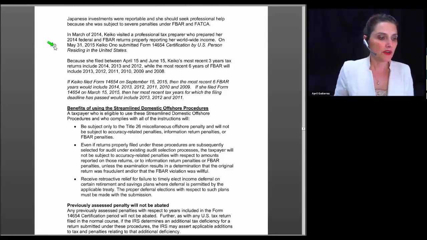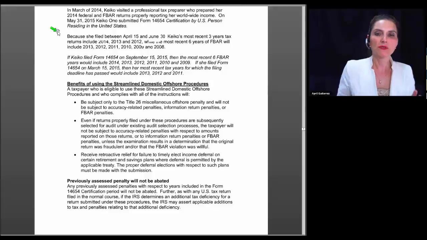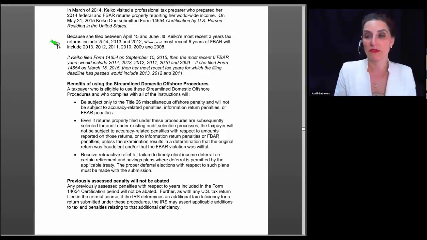Then on May 31st, 2015, Keiko Ono submitted Form 14654, certification by a U.S. person residing in the United States. Now, because she filed between April 15 and June 30th, Keiko's most recent 3 years of returns will include 2014, 2013, and 2012, while her most recent 6 years of FBAR that have not been filed and on which the penalty could be calculated include 13, 12, 11, 10, 9, and 8.